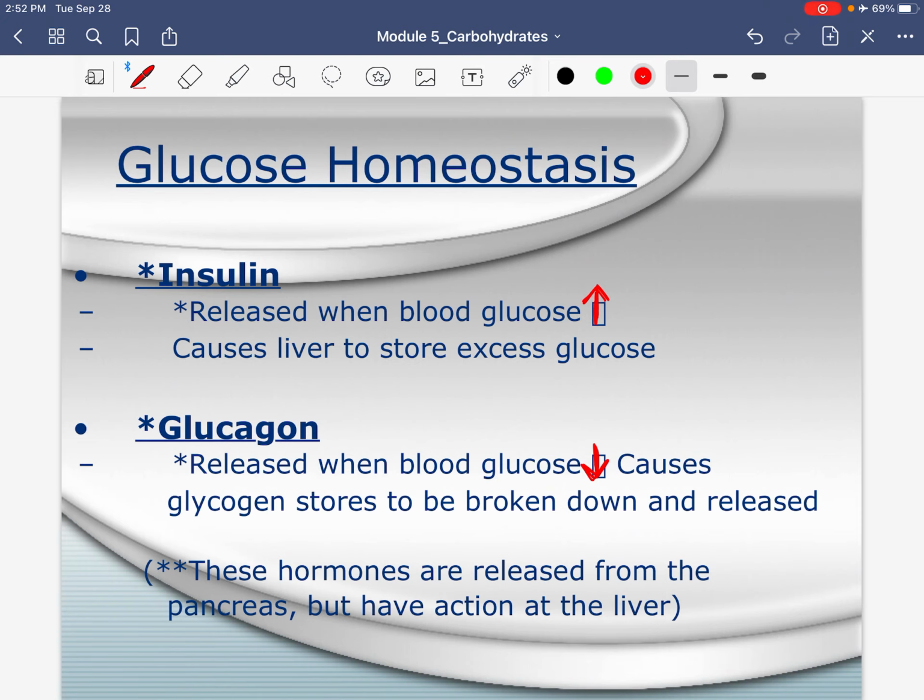The opposite is true of glucagon. If you haven't eaten for a while and blood glucose is too low, we release glucagon. It goes to the liver and the skeletal muscle, and it tells them to break down glycogen into glucose. So if our initial problem is too little blood glucose, well then the glucagon released causes glycogen to be broken down back into glucose, which will raise the blood sugar back up to where it needs to be.